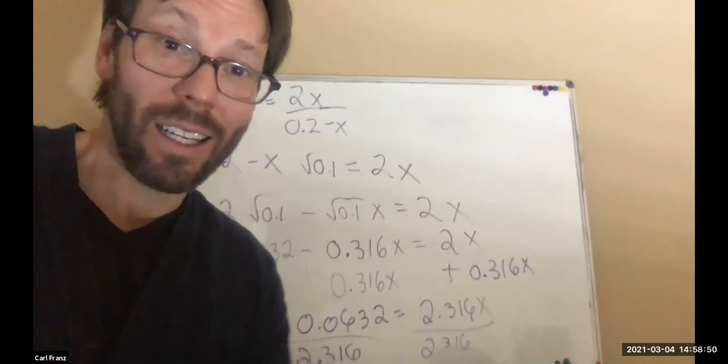You just went as far as the square root of 0.1 equals 2x over 0.2 minus x. And then you said, if you don't know how to get to x, then come see me or Erna. So that's what I'm doing now. Thank you.